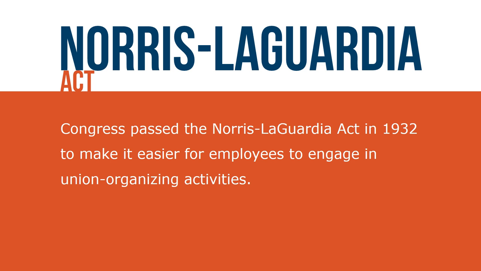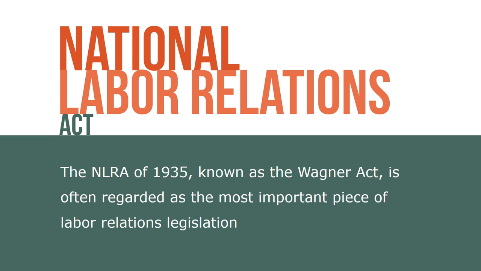Congress passed the Norris-LaGuardia Act in 1932 to make it easier for employees to engage in union organizing activities. Before the passage of the act, employers had the full power when it came to how workers were treated. Even after passage of the Norris-LaGuardia Act, relations between labor and management continued to deteriorate because management in many companies refused to allow unions to represent labor.